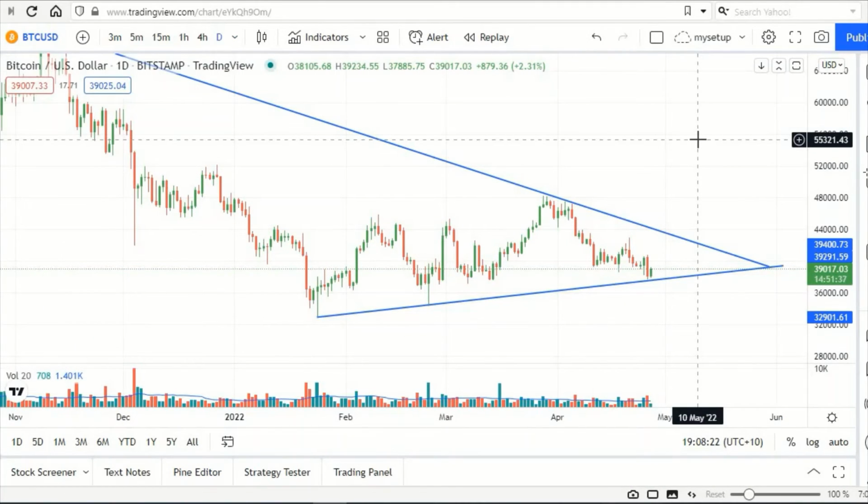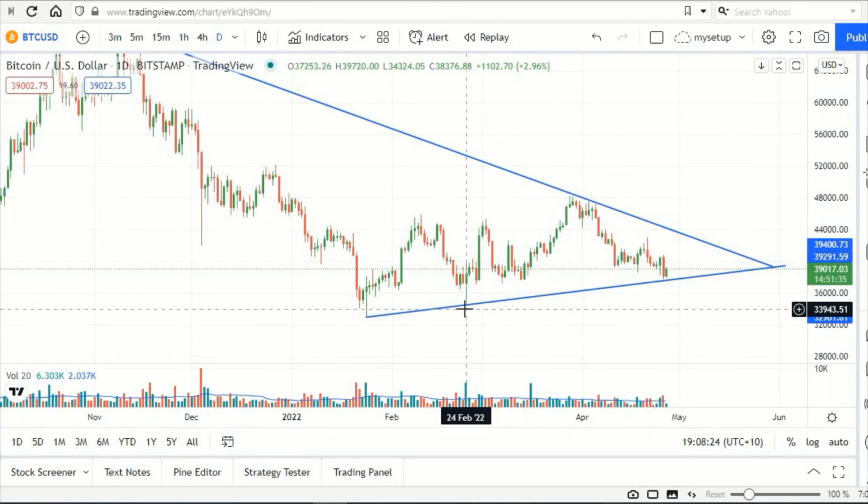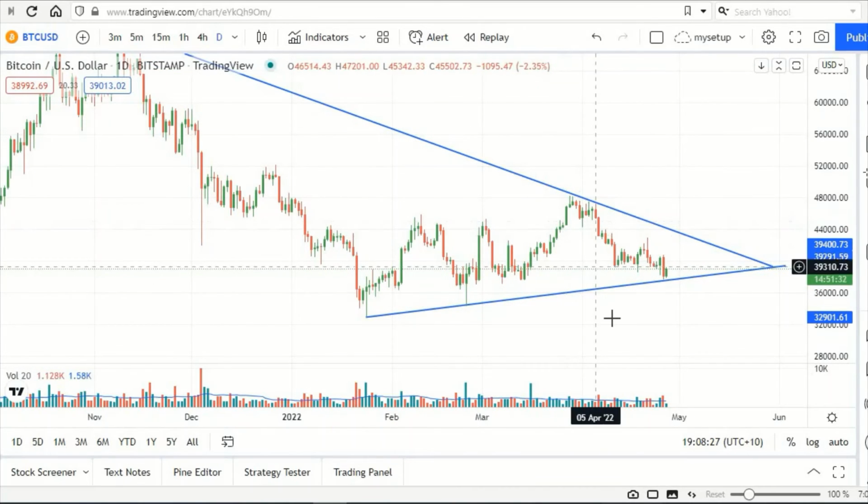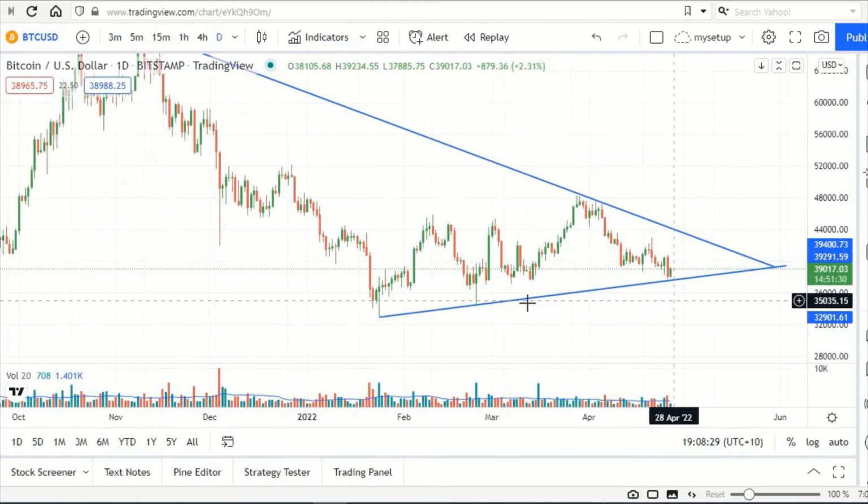From the one-day chart, it's very evident that this particular trend line offered strong support. Very clearly we can see it took support from this particular trend line.